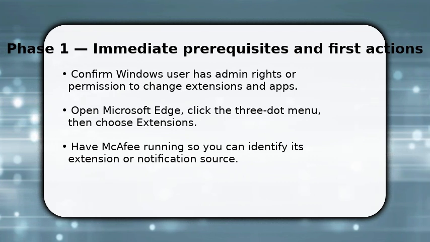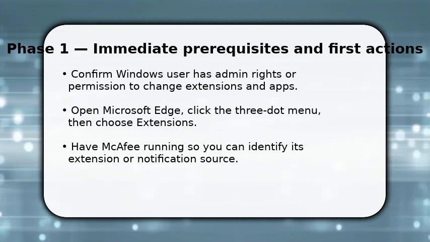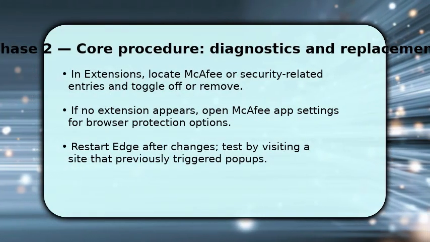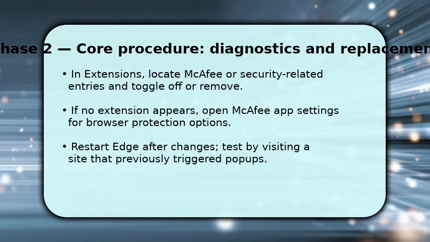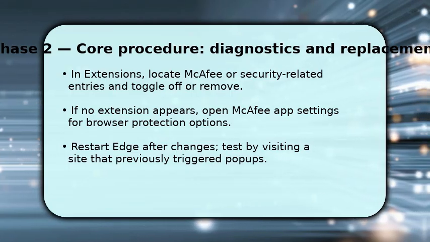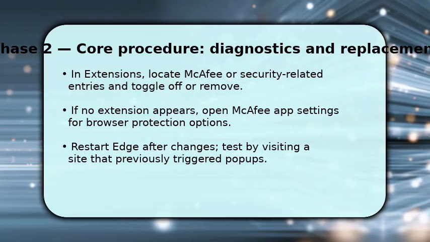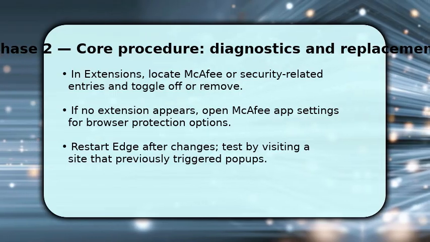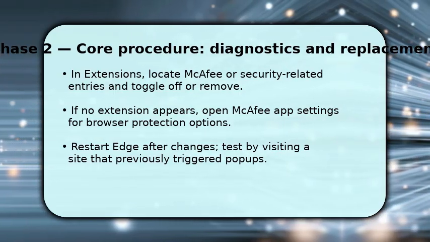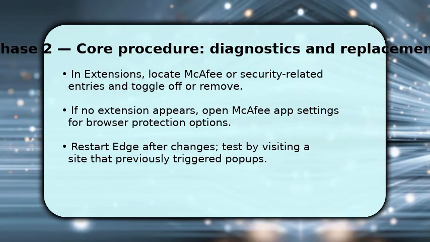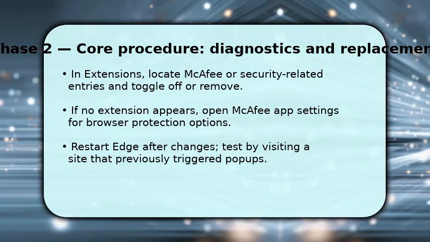You now act on what you found. If an Edge extension named McAfee or similar is present, toggle it off first and then remove it to stop browser-level pop-ups. If there's no extension, open the McAfee desktop app and navigate to Web Protection or Browser Extensions, then disable browser integration. After making changes, restart Edge to clear cached behaviors, and then visit a site that triggered pop-ups before to confirm the messages are gone.